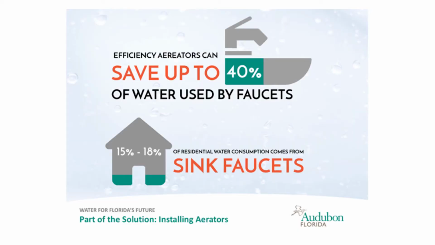Efficiency aerators can save up to 40% of water used in your faucets. And since your faucets make up about 15% of your overall water use, that can make a really big difference. There's all sorts of creative ways to be able to reduce your water usage. When you're done drinking and you've got ice in the bottom of your glass, or if you've just boiled pasta and there's water in the pot, you can use the ice or that leftover water to water your plants.